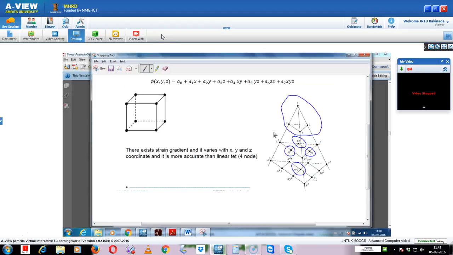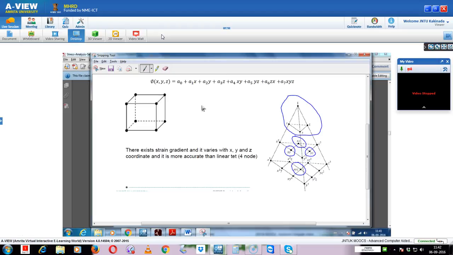So coming to, let us understand what are the dependencies in the strain gradient. So there exists a strain gradient here. This is easily understood. The 8 node. Let us understand what are the dependencies here.